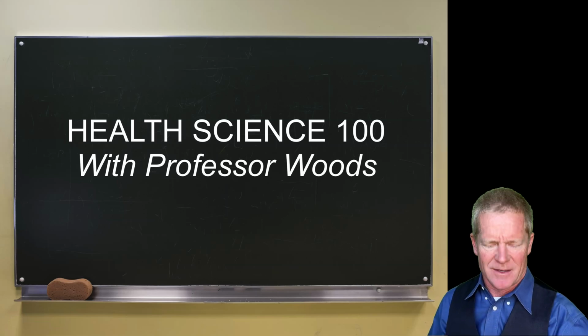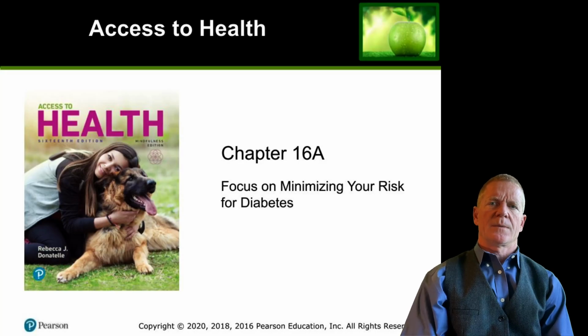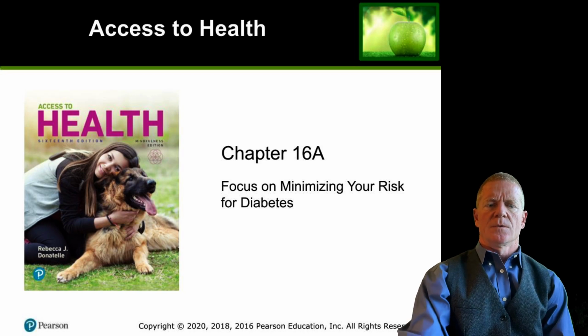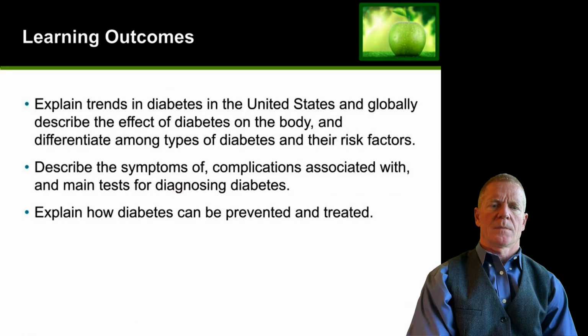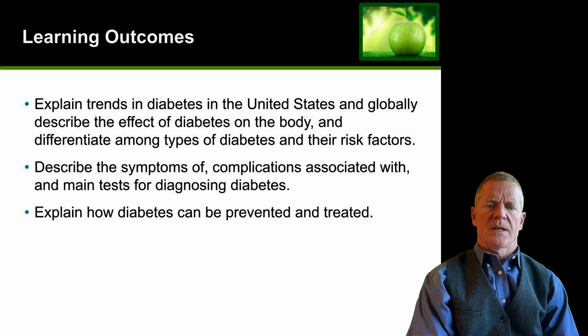Hello and welcome back. Today we're going to talk about Chapter 16a. We're going to be talking about minimizing your risk for developing type 2 diabetes. We're going to talk about the trends for diabetes in the United States and globally. We're going to discuss symptoms associated with diabetes and diagnosis of diabetes. And we're going to explain how to prevent and treat diabetes.